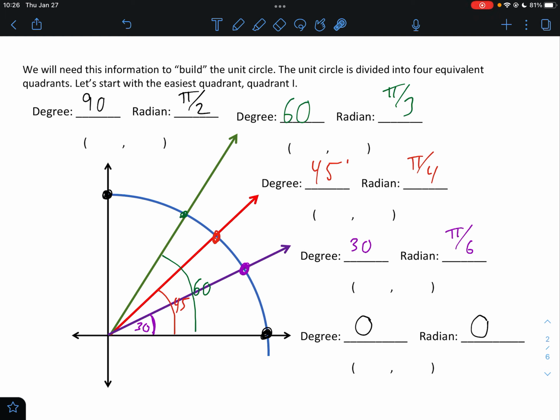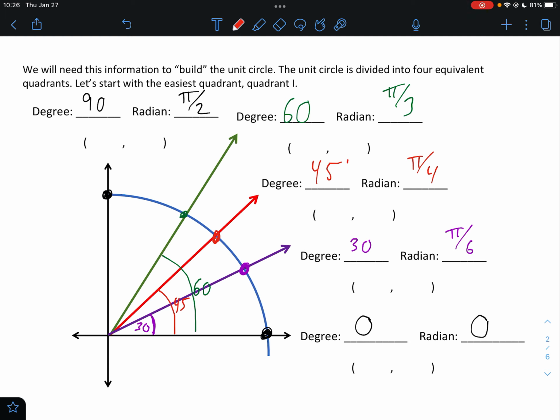And then we also learned how to convert these into radians. So we did this in our unit circle practice the other day. 0 degrees is 0 radians, and then up from there is pi over 6, pi over 4, pi over 3, and pi over 2. Remember, if you don't remember those numbers, you can always convert each degree to radians by multiplying by pi over 180.